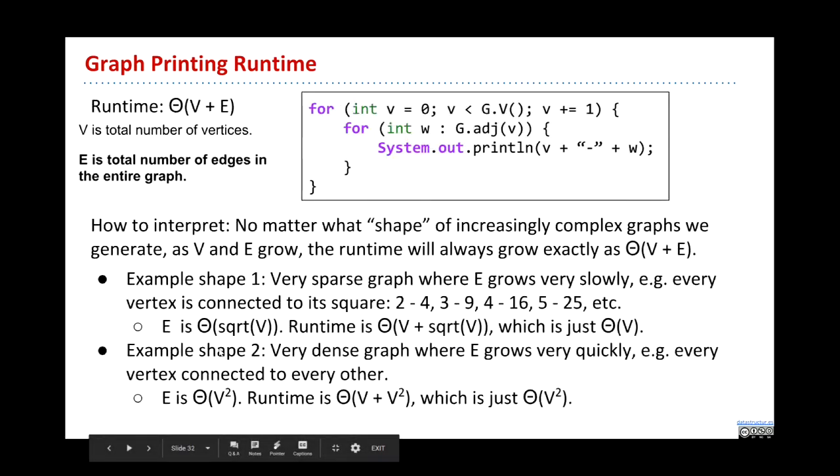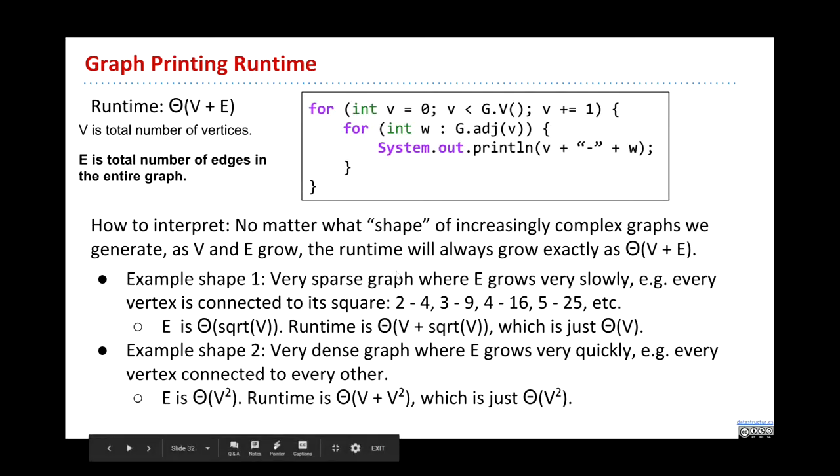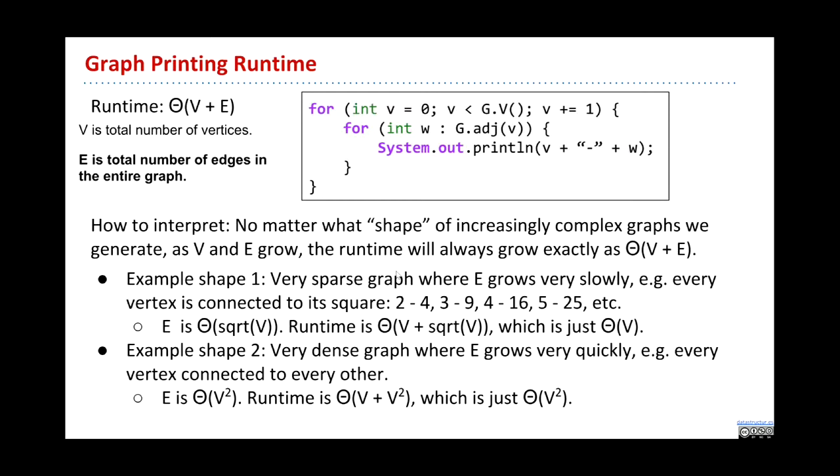Another way of thinking about it is a way to interpret this funny function, theta V plus E. Remember that asymptotic growth works like this: you're increasing V and E over and over forever, and you want to know how much things will grow. Now, there are different possible cases. Let's take an example. Let's say we're increasing our graph, and we're building this funny mathematical construction where E is growing really slowly as the number of vertices increases.